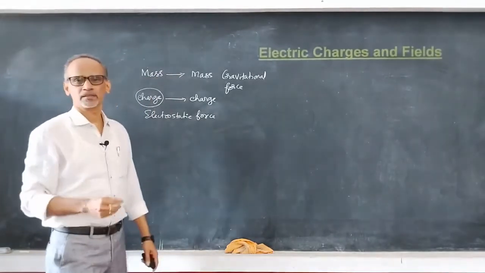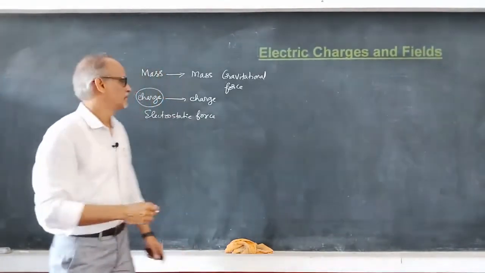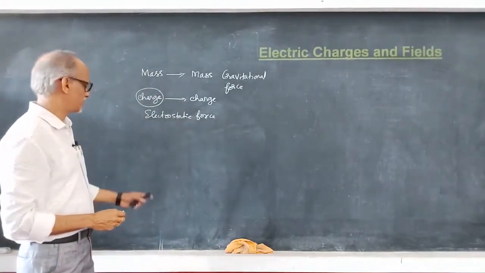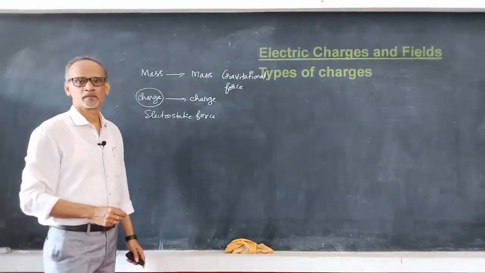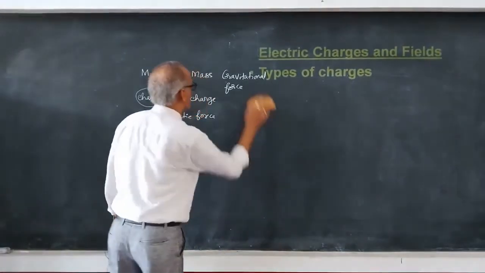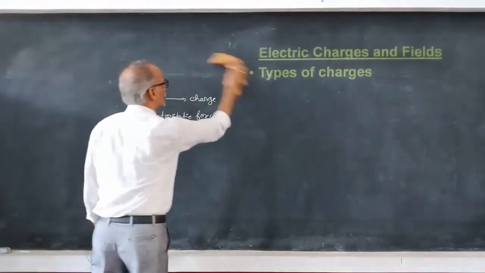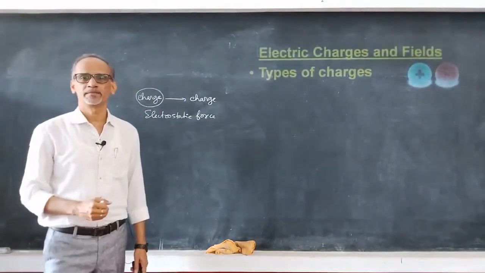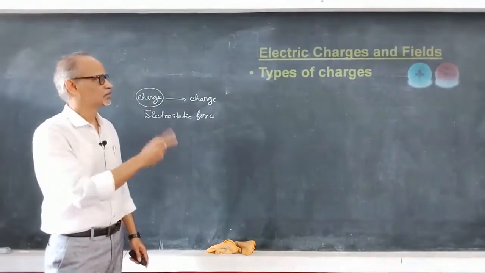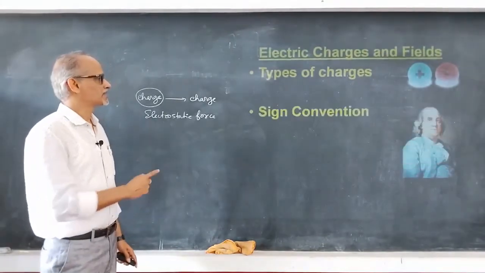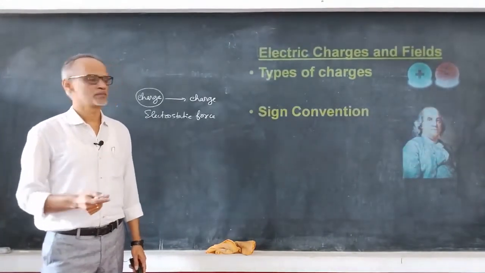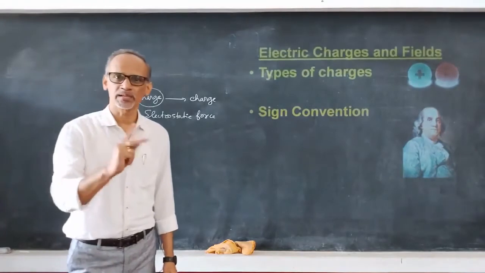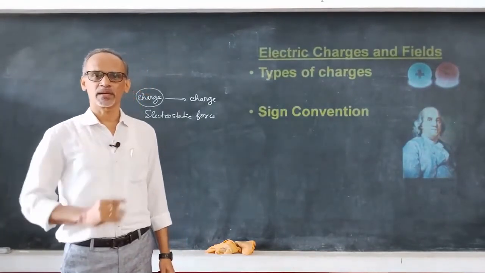Mass has no positive or negative, but when it comes to charge, it is found that charges are basically of two types. One is positive, the other is negative. This sign convention of positive and negative was introduced by Benjamin Franklin. He classified charges into two categories.